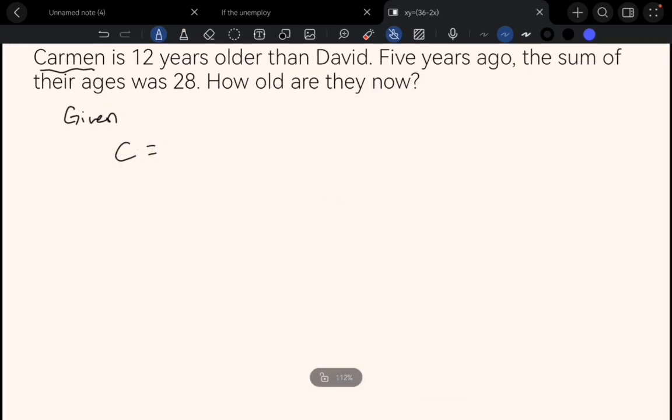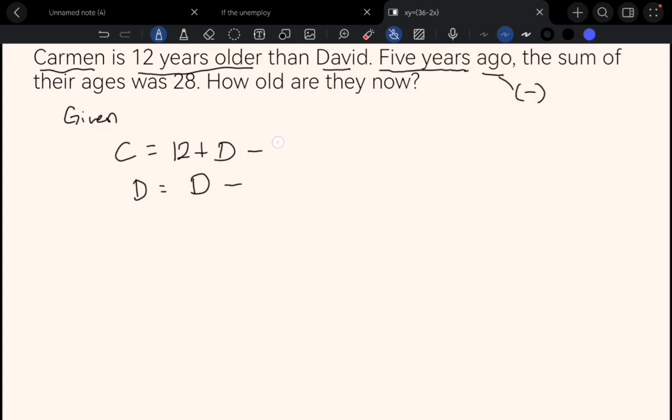Now, the given here is Carmen is 12 years older, so that's 12 plus David. Let's have David represented as D. 5 years ago, so remember, ago is negative, which means both expressions would be minus 5. Since it says 5 years ago, the sum of their ages was 28, if we add both expressions, that should render a value of 28.